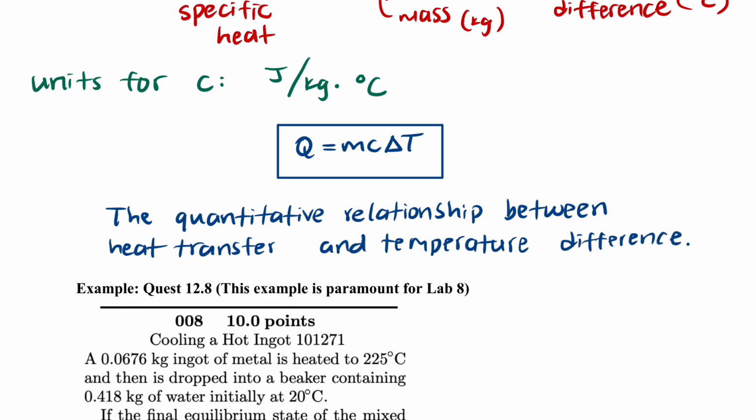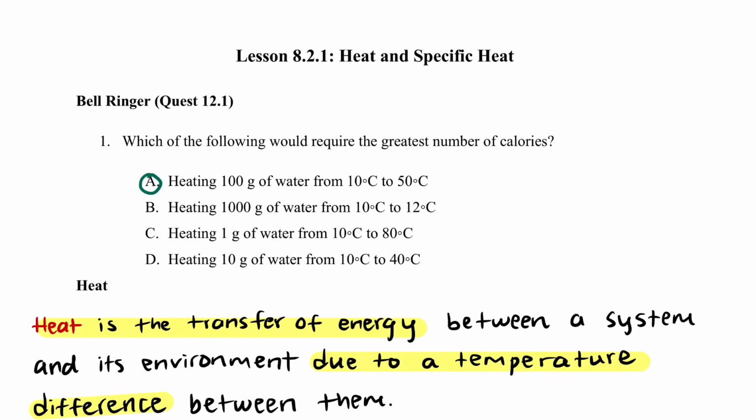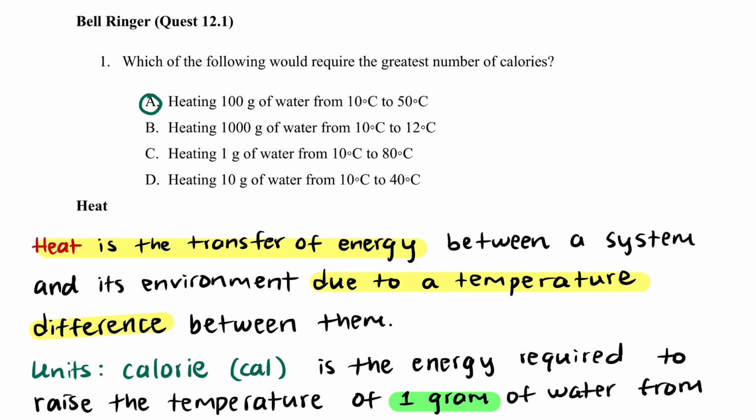Let's use this and go back to the bell ringer to see why the answer was A. Let's write down the equation again. So we can know in this case the substance is water, meaning that the specific heat is the same. So the answer has to be just the product between the mass and the temperature difference. So the mass of this is 100. So I'm just going to use numbers, no units. Sorry if that offends you. Times temperature difference from 10 to 50 is 40. So that's 4,000.